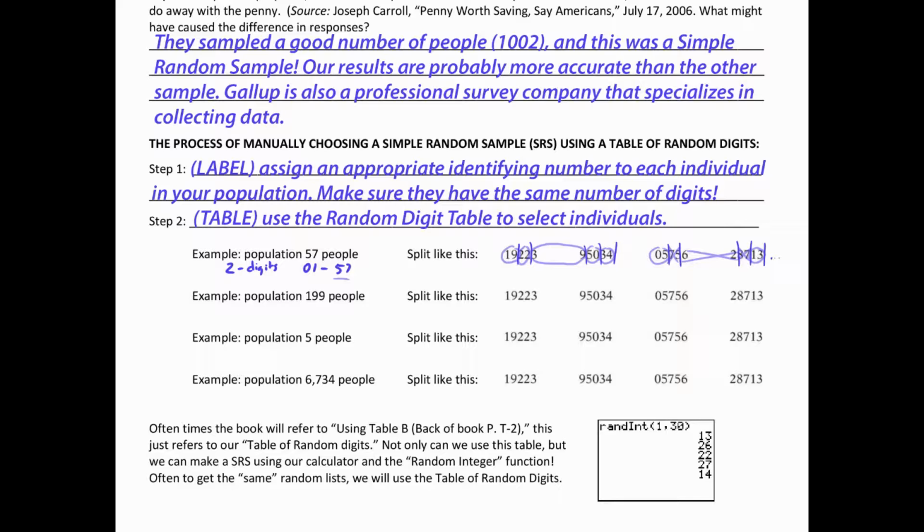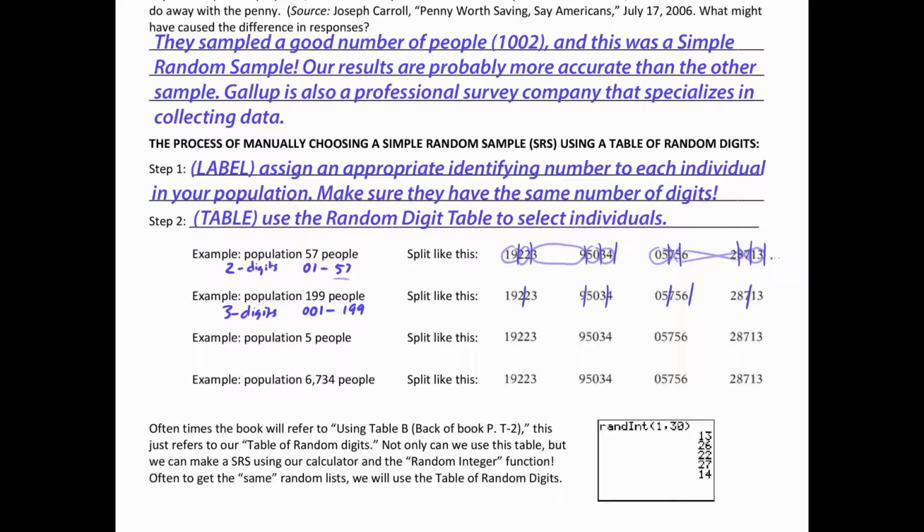So what about if my population is 199 people? Well, that is 3 digits. So I'm going to go 0, 0, 1 all the way through 199. So 001, 002, 003. So splitting that up, I'm going to have to count 3 numbers and draw my split line. 3 numbers, draw my split line, and I just keep on going.